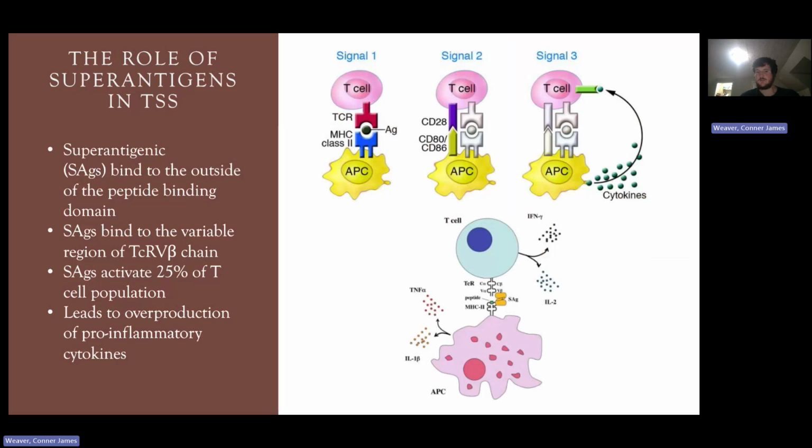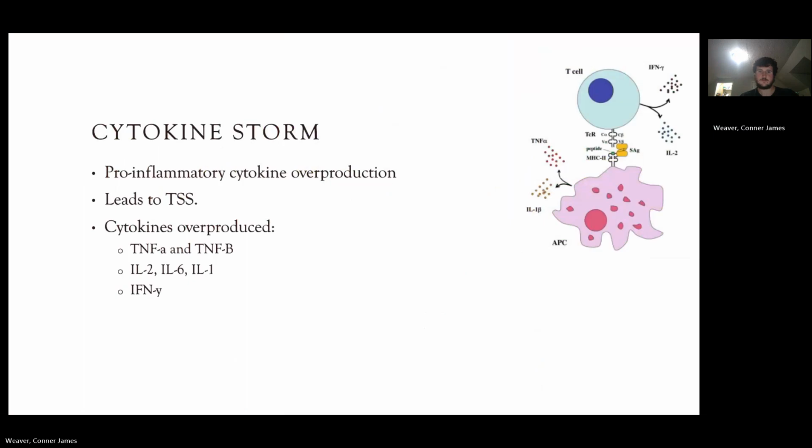This leads to an overproduction of pro-inflammatory cytokines, and that's where I'm going with the next slide. The overproduction of pro-inflammatory cytokines is what we call a cytokine storm. This is what leads to TSS, and I wanted to go over some of the cytokines as they play a role in some of the symptoms that you see, such as IL-1 and TNF alpha. They are characterized by the fever. TNF alpha especially, when it's overproduced, results in the toxic shock. It is caused by edema and intravascular volume depletion, which leads to hypotension, shock, and or organ failure.